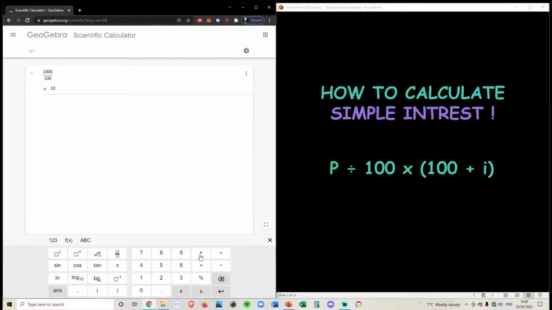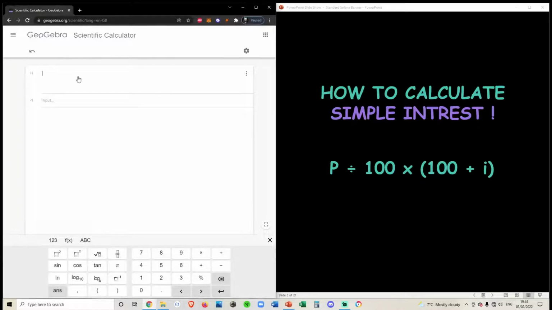Now we simply need to times it by 100 plus the interest. So say for example, if we're getting 3% interest in our bank, we would times this by 103. So let's see what happens when we times this by 103. You can see our answer here is 1030. And that is literally as easy as simple interest gets. I'll do one more example just to show you how easy it is.